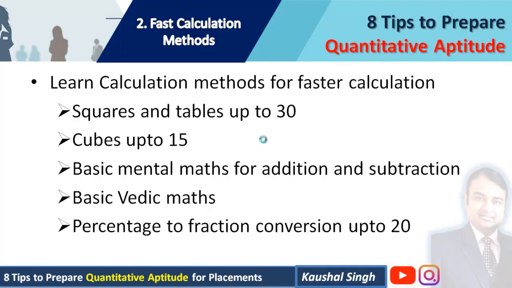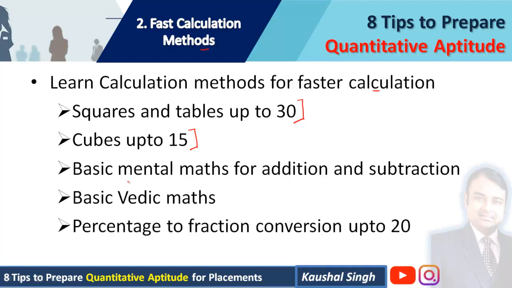So this is how you can revise your basic mathematics till high school, which is a prerequisite for the quantitative aptitude section. But this won't be enough, because you need to solve questions in less time. So you have to make your calculation faster. You have to learn calculation methods for faster calculation. So this is equally important. For that, certain things you need to do: squares and tables up to 30. You have to do it. Cubes up to 15, right?